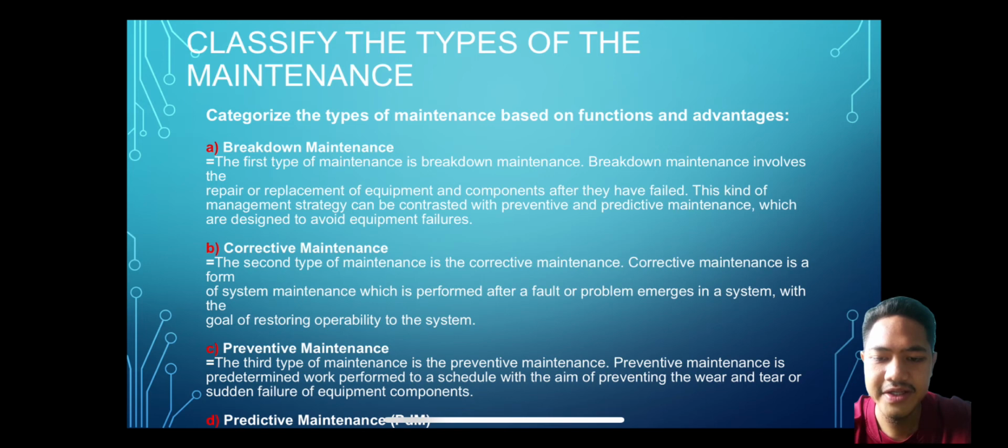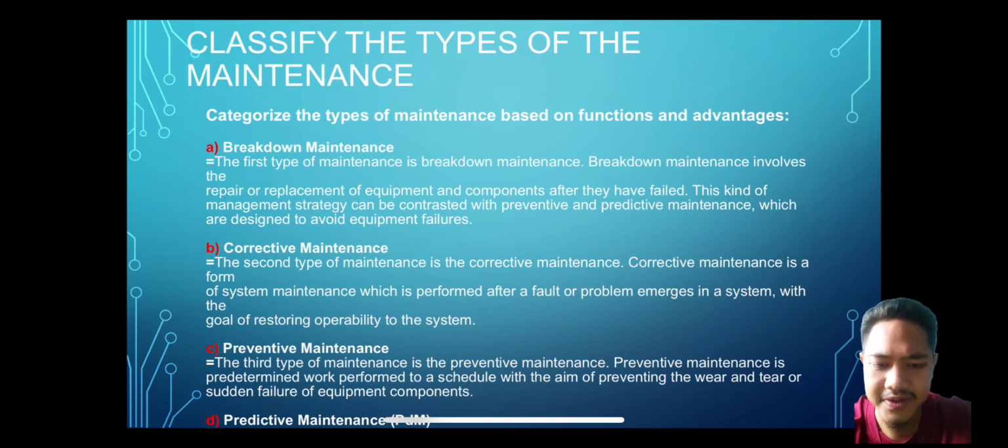B. Corrective maintenance. The second type of maintenance is corrective maintenance. Corrective maintenance is a form of system maintenance which is performed after a fault or problem emerges in a system, with the goal of restoring operability to the system. C. Preventive maintenance. The third type of maintenance is preventive maintenance.